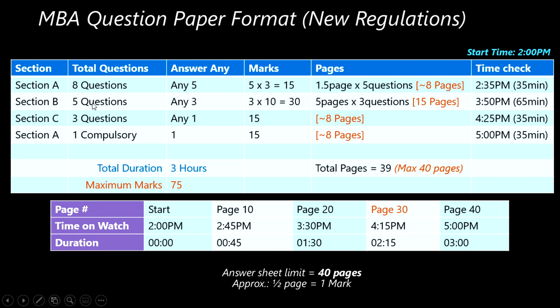Section B, you have 5 questions, you have to answer any three. Each of them carries 10 marks, so it is 30 marks overall for section B. Section C, there are 3 questions, you have to answer any one, that's a 15 marks question. And section D is a single question with no choice, and that carries 15 marks.